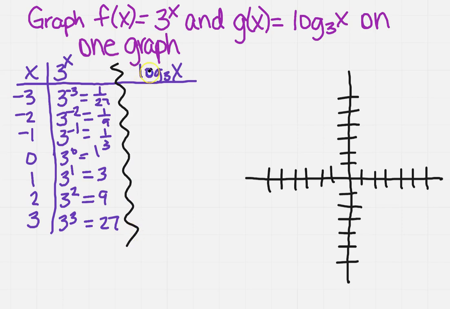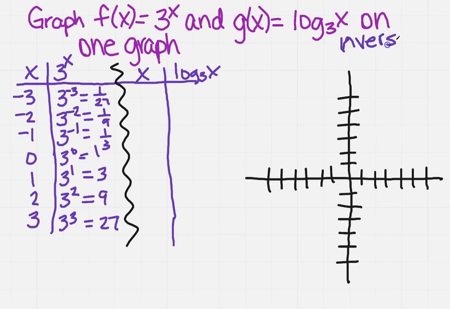And then up here on top, I'm going to rewrite my x, and then I'm going to do log base 3 of x. Now, I'm going to write here to make sure we're talking about the same thing: this is the inverse. So as the inverse, remember, that means you reverse your x and your y coordinates. So now my x's are going to be what my y's were. So this is going to be 1 over 27, 1 over 9, 1 over 3, 1.